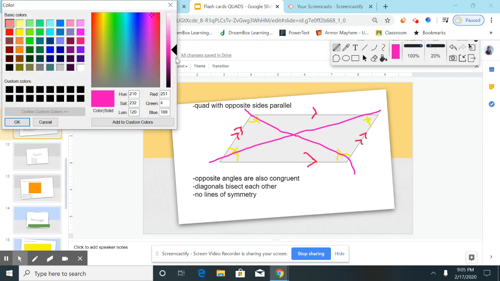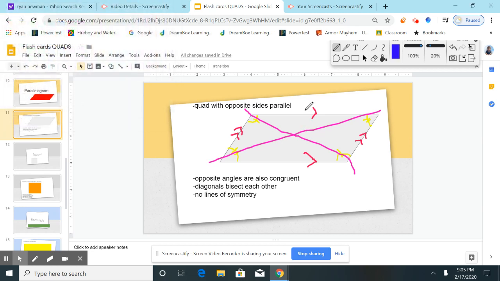I'm going to switch one more time here, maybe a blue, because if I cut it right here, this would not be a mirror image, right? It's close, but it's going to overlap on this side and be under on this side. Same thing top and bottom. So this doesn't have any symmetry, but the diagonals do bisect each other. So this is a parallelogram.